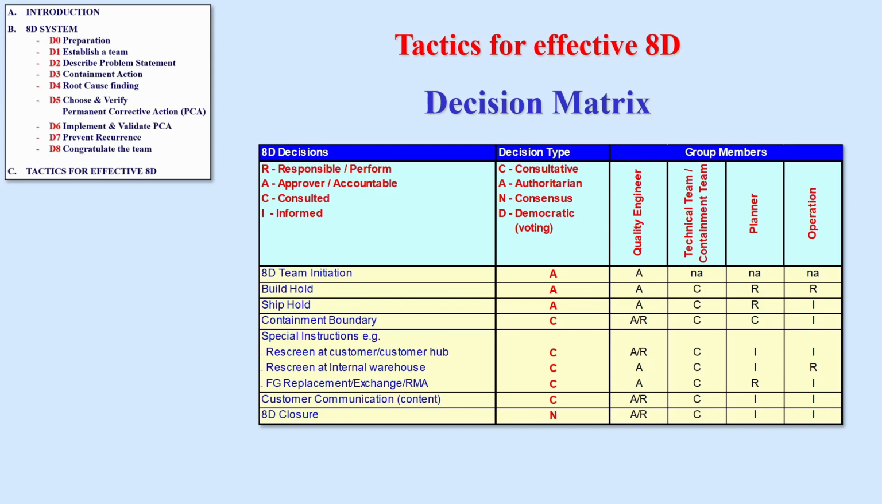In this example, the quality engineer owns the authorization to initiate an 8D meeting, to make the final decision on build hold, ship hold, and defining the containment boundary. While the technical subteam and containment subteam play most of the consultation role. For this example, operation is responsible for executing the screening at the internal warehouse. And the planner owns the coordination of finished goods replacement, or RMA.